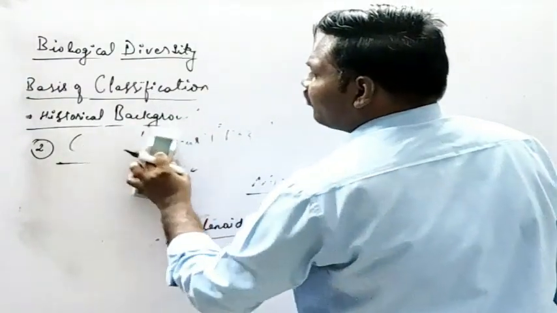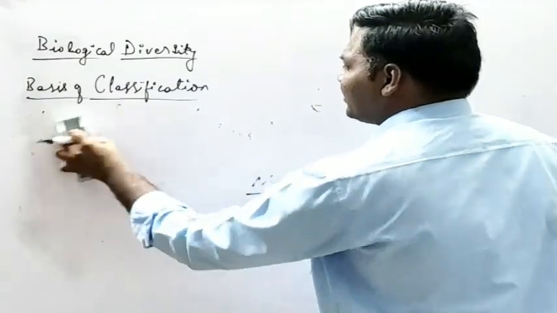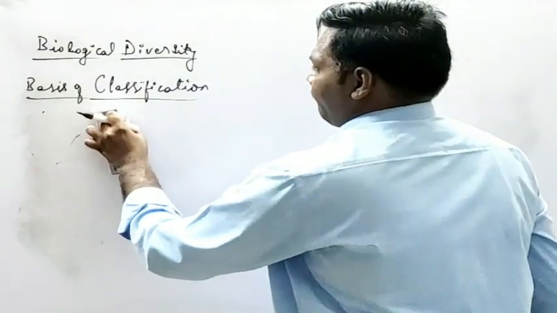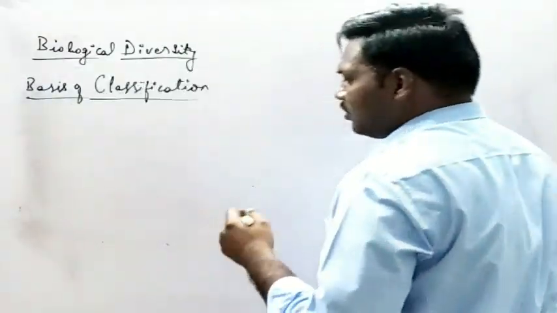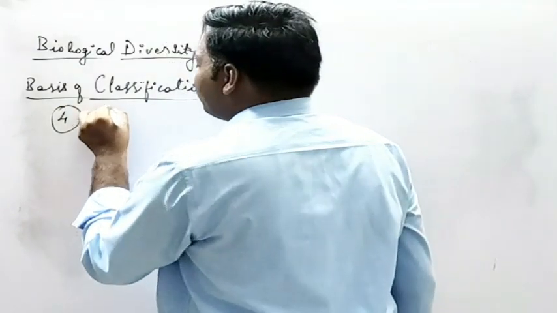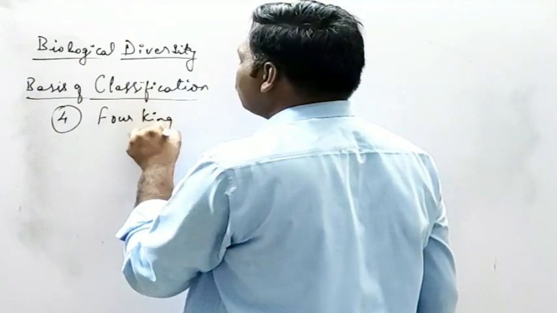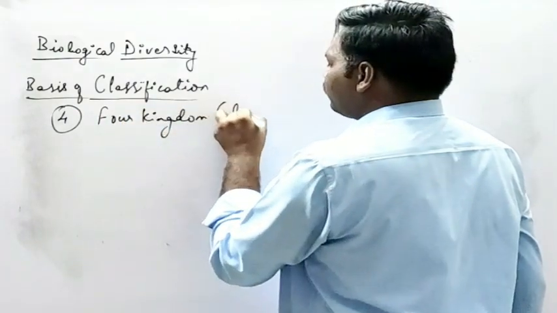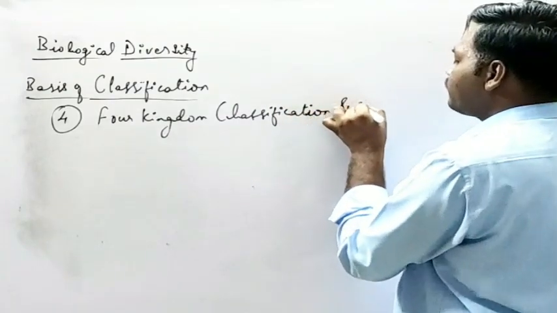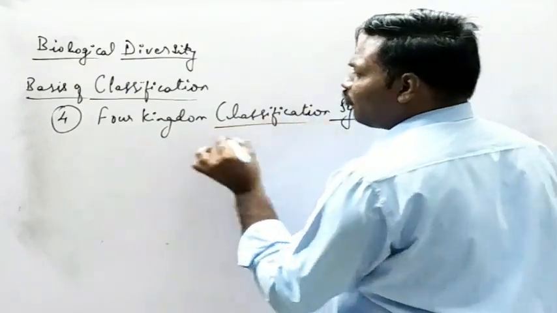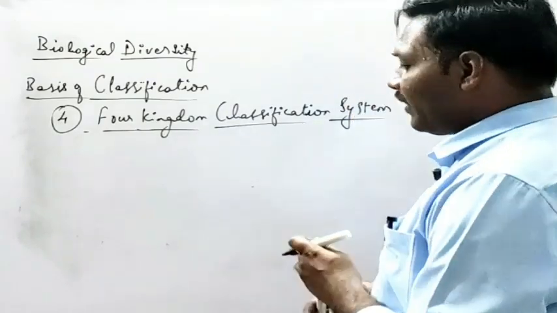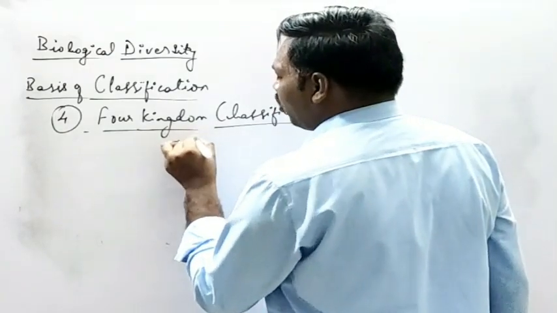So apart from this we have one more classification system, that is the four kingdom classification system. So what is included under this four kingdom classification system and how is it different from the earlier types of classification systems? It was given by a scientist called Copeland.